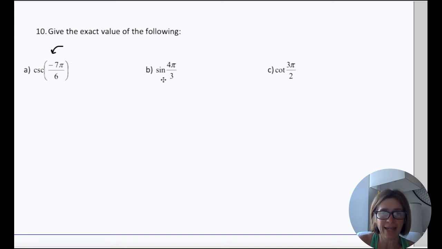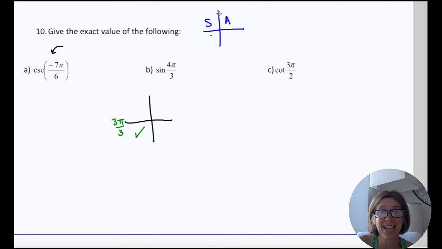So we look at sine 4 pi over 3. The first thing I want to do is identify the quadrant that I'm in. I know that 3 pi over 3 is pi, so 4 pi over 3 would have to be in this quadrant. Then I want to identify if sine is positive or negative. Let's review: All Students Take Calculus, just as a reminder. The y's are negative in quadrant 3, so sine would be negative.